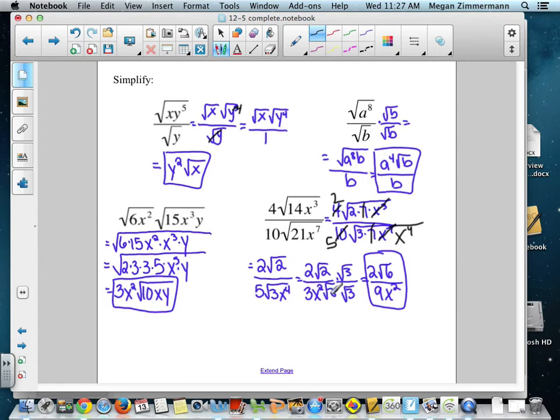Now I just have to get rid of the square root of 3 in the denominator, so I multiplied the top and bottom by root 3. So I end up with 2 root 6 divided by 3 times 3, which is 9, x squared. And I cannot simplify that anymore because there's no variables in the numerator and the denominator to cancel. The constants don't simplify anymore, and everything underneath my square root is completely simplified.